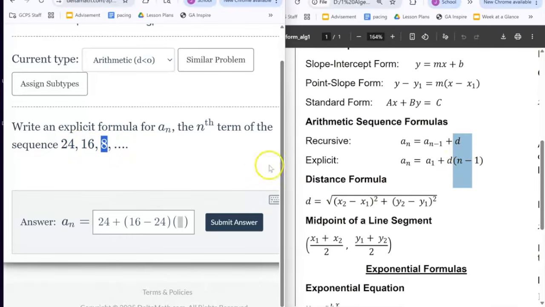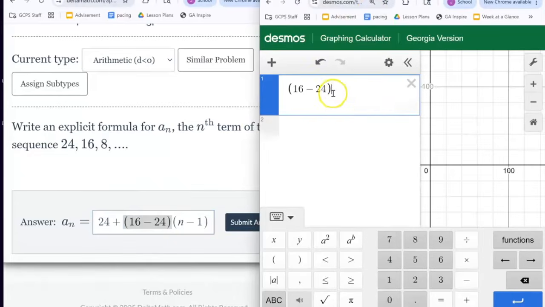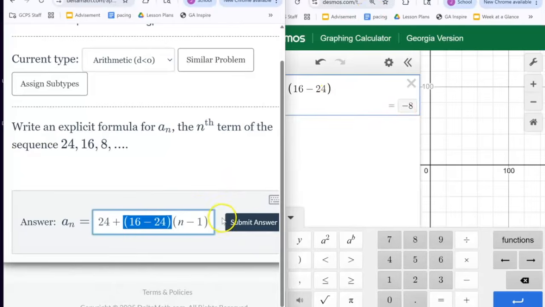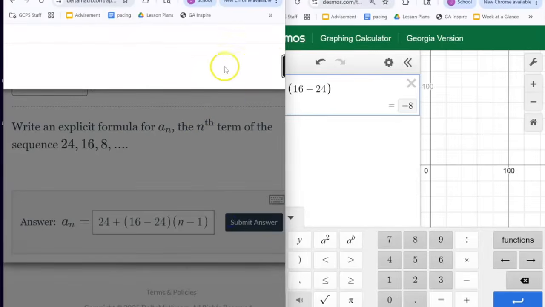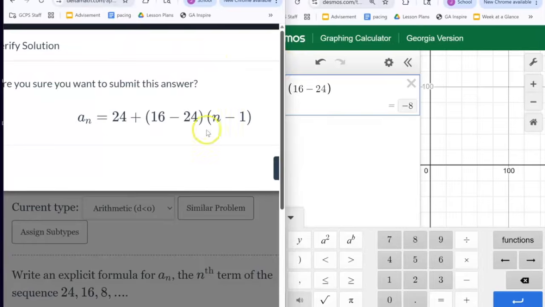Now, because it says find the nth term, it doesn't say find the fourth term. n is n. If it said find the fourth term, n would be 4. If it said find the 10th term, it would be 10. And then minus 1, parentheses. All right, technically you're done, but you might have to simplify this common difference, which would be negative 8. But let's see if it'll accept the answer without that simplification. I'm just a little bit curious.